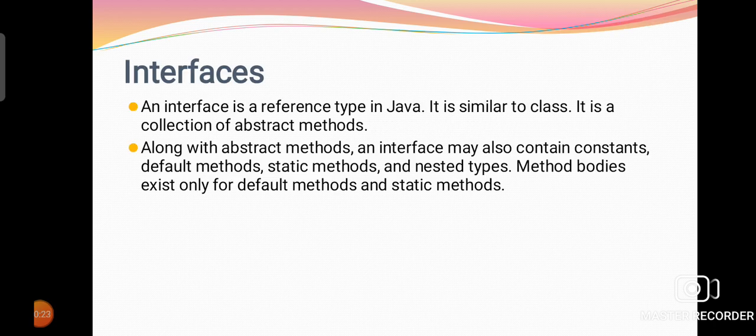First of all, interface. An interface is a reference type in Java. It is similar to a class. It is a collection of abstract methods. An interface may also contain constants, default methods, static methods, and nested types.